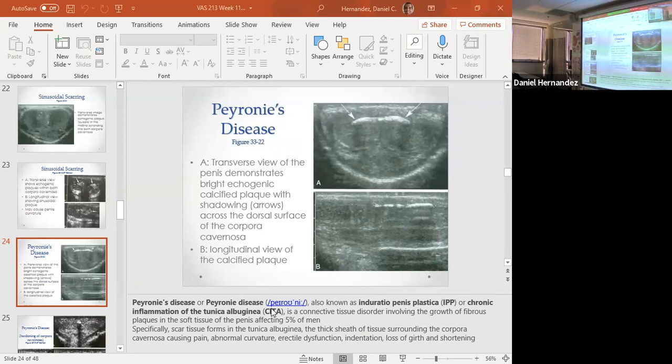So this is due to chronic inflammation of the tunica albuginea. I can't pronounce it. It's a connective tissue disorder involving growth of fibrous plaques in the soft tissue, affecting 5% of males. Specifically, scar tissue forms in the tunica albuginea, the thick sheath of tissue surrounding the corpus cavernosa. It causes pain, abnormal curvature, and erectile dysfunction. It can lead to indentation, loss of girth, and shortening of the penis.